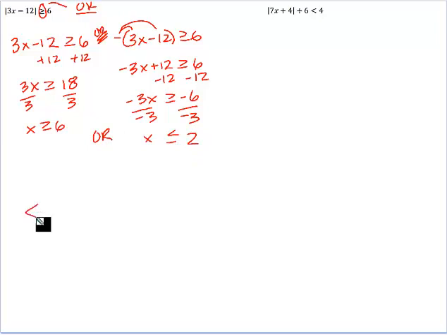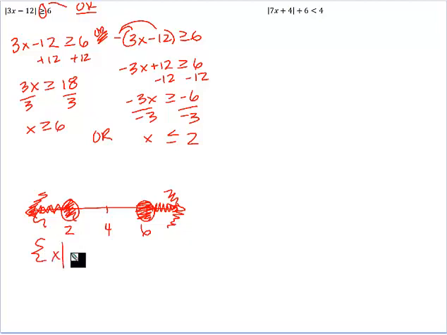So on a number line, we're going to need a 2 and a 6. If x is greater than or equal to 6, that's a closed circle at 6, going off to the right. If x is less than or equal to 2, that's a closed circle at 2, going off to the left. So our set builder would be x such that x is less than or equal to 2, or x is greater than or equal to 6.